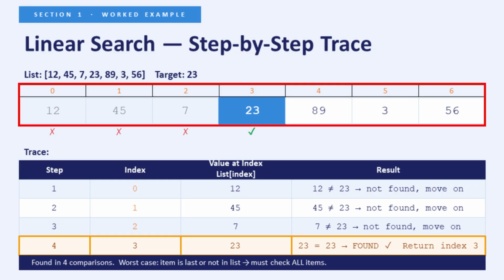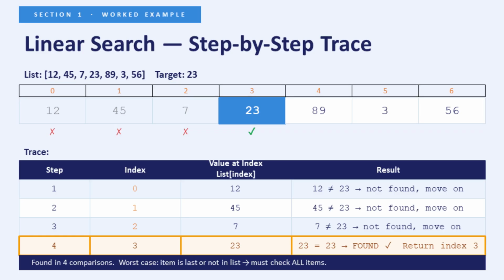Here is our list. Index 0, value 12. Index 1, value 45. Index 2, value 7. Index 3, value 23. Index 4, value 89. Index 5, value 3. Index 6, value 56.